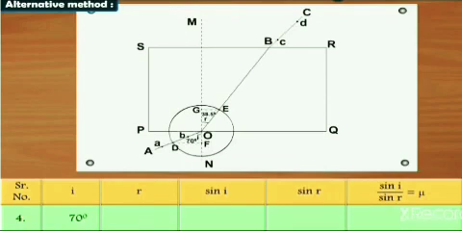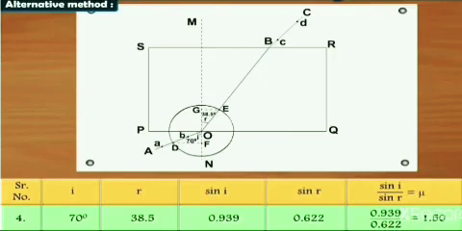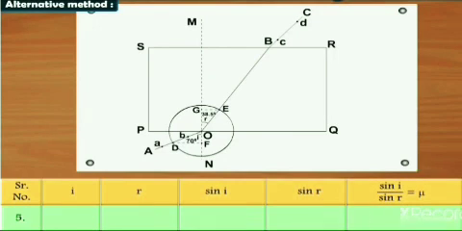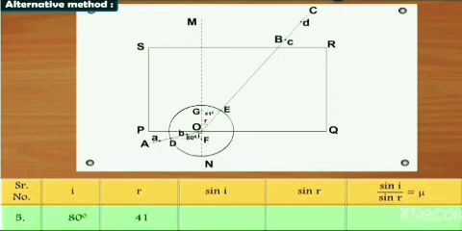When I is equal to 70, R is equal to 38.5, sine I is 0.939, sine R is 0.622, and mu is 1.50. When I is equal to 80, R is equal to 41, sine I is 0.985, sine R is 0.656, and mu is equal to 1.50.